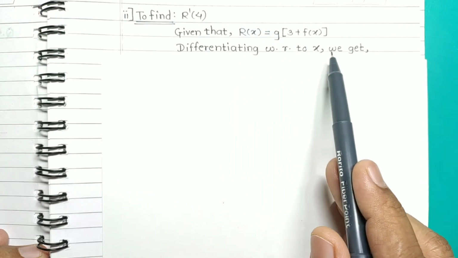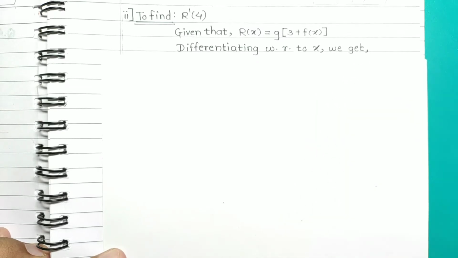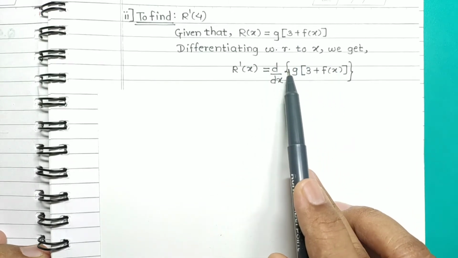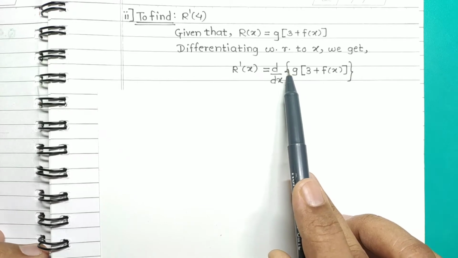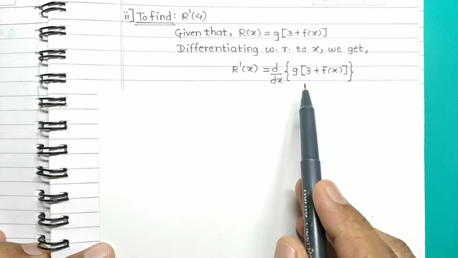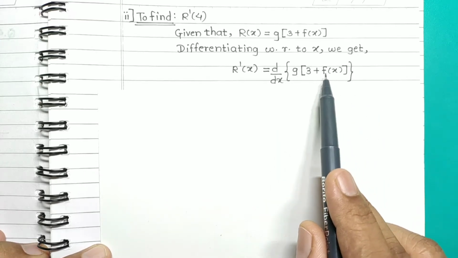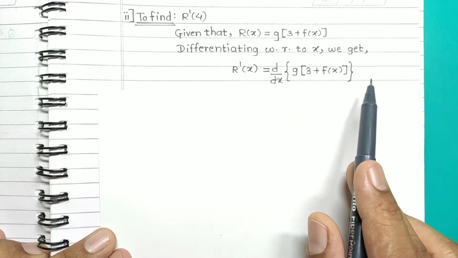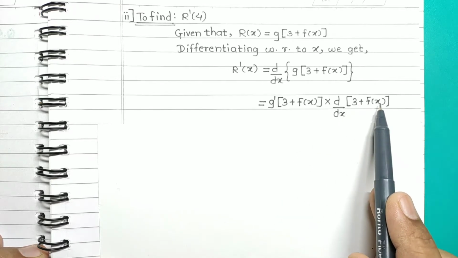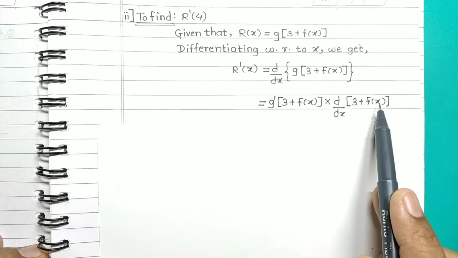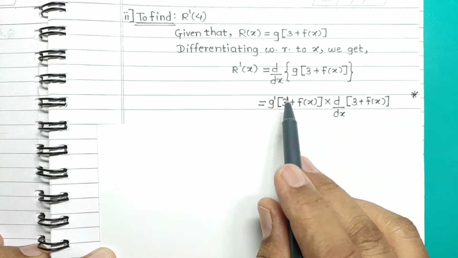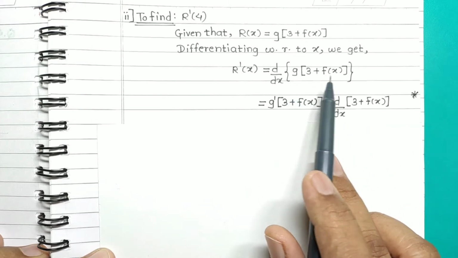So differentiating with respect to x, we get R dash of x is equal to d by dx of this composite function. To find the derivative of this composite function, we have to use chain rule, and for that we are going to treat it as g of something. So the derivative is g dash of something into the derivative of something, and that something function is 3 plus f of x. Note this step, we have used chain rule for evaluating the derivative of this composite function.